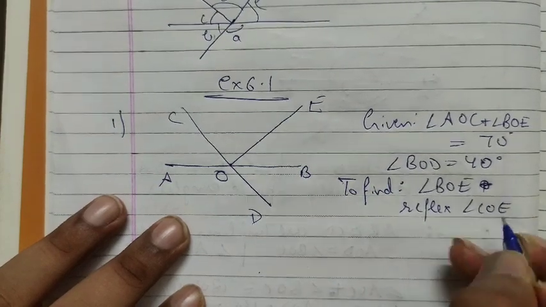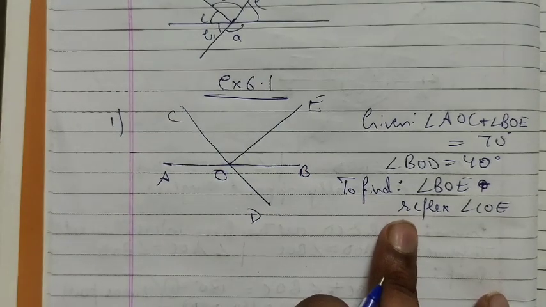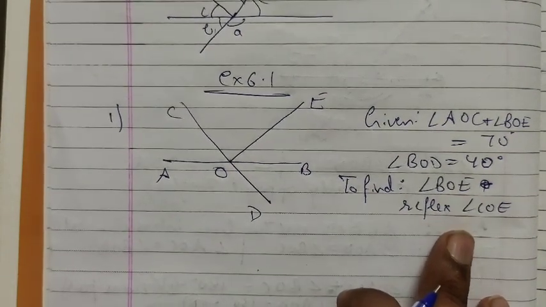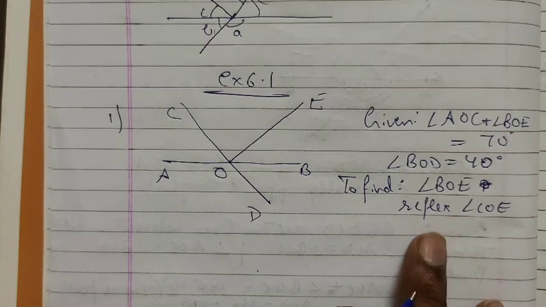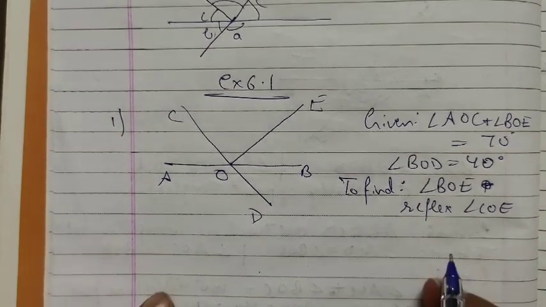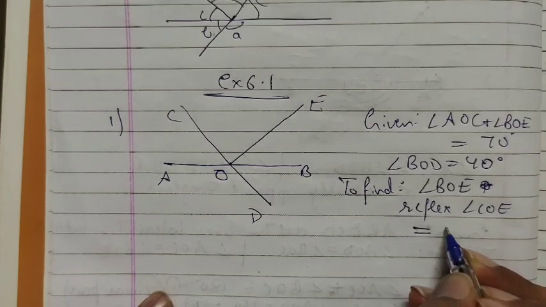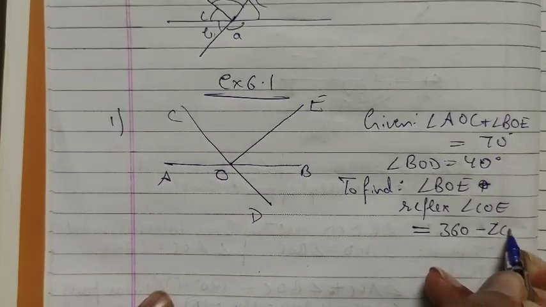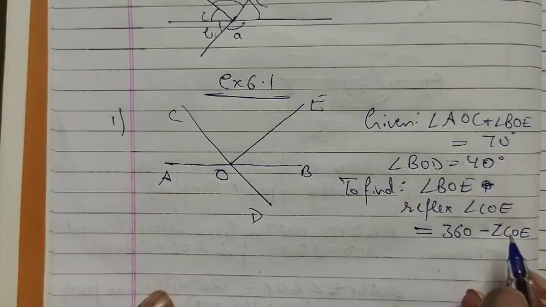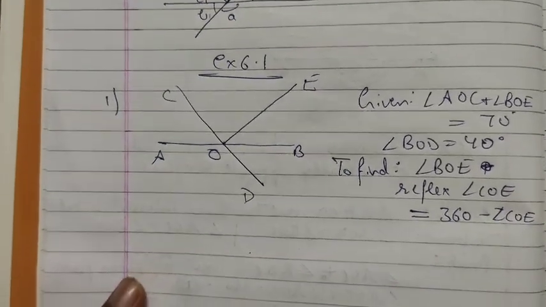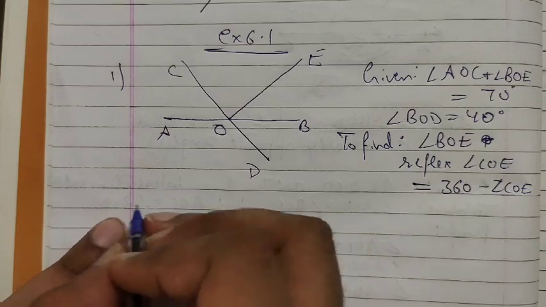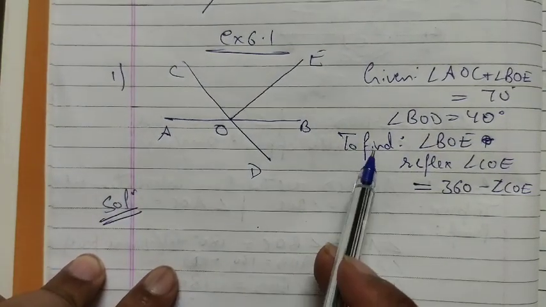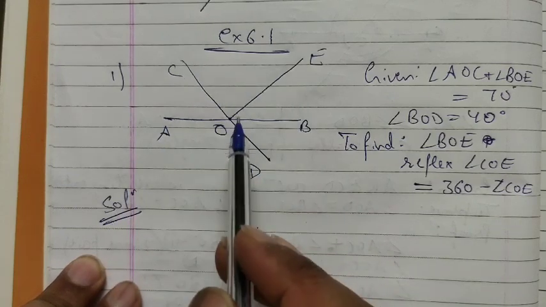COE. Whenever you see a reflex angle, it means the value of the angle should be between 180 and 360. So how can you find the reflex angle COE? It simply means subtract that same angle from 360 degrees. So that we'll do. Solution now. These things you have to write down: given, to find, solution, and this figure. Four things you have to.